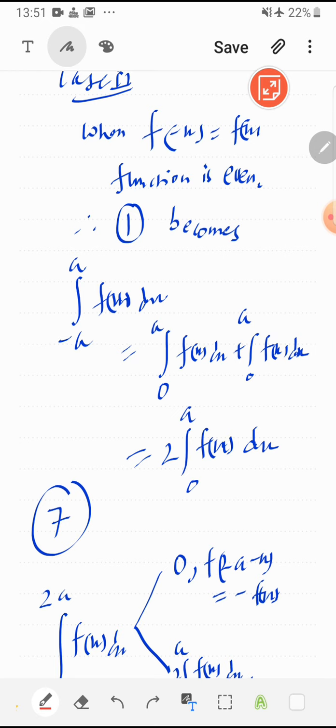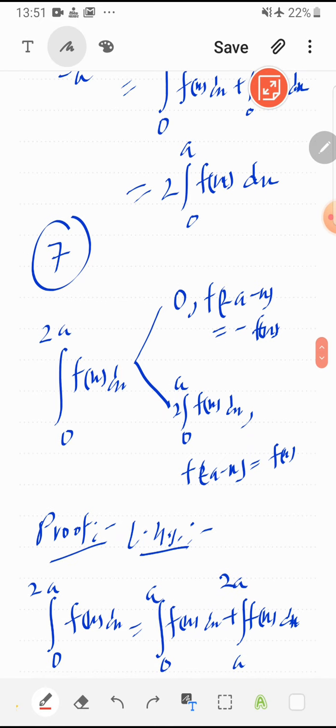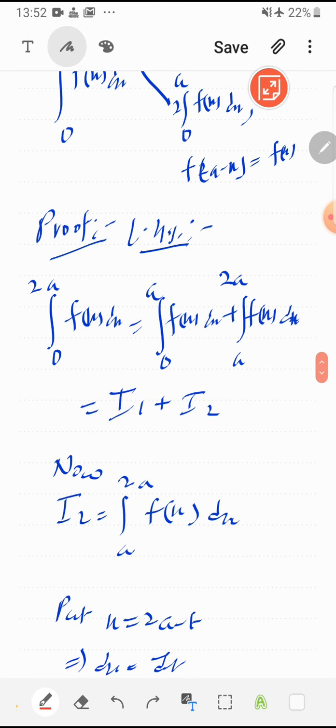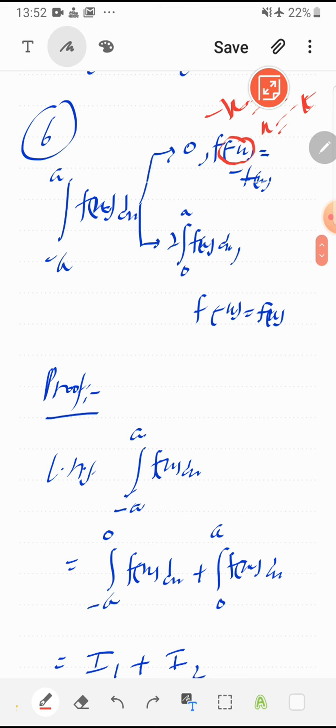Now if we understand 6th property, then 7th property is again similar to that. Integral 0 to 2a f of x dx is 0 if f of 2a minus x is minus f of x, and 2 times integral 0 to a f of x dx if f of 2a minus x is equal to f of x. So let us start with left hand side, 0 to 2a f of x dx, again similar to last property. I am breaking this into 0 to a and a to 2a, and I am naming them I1 and I2.